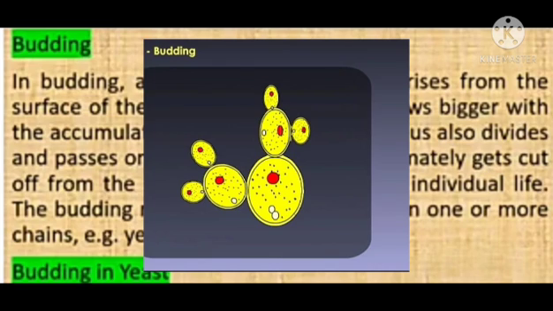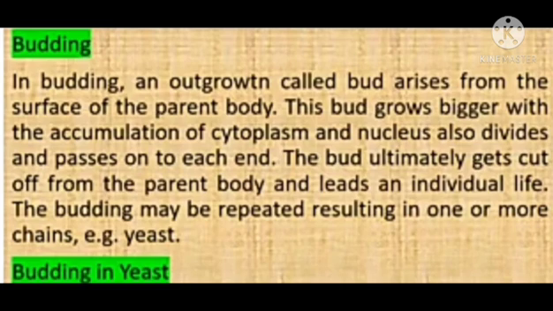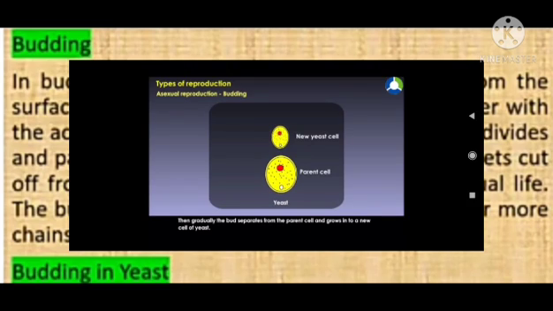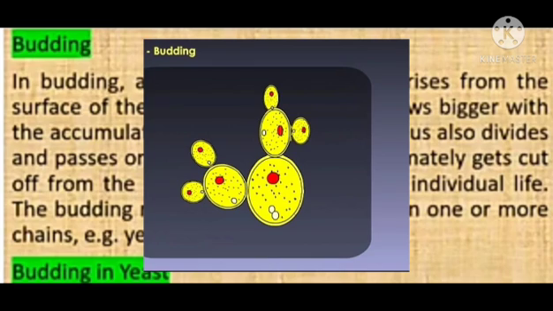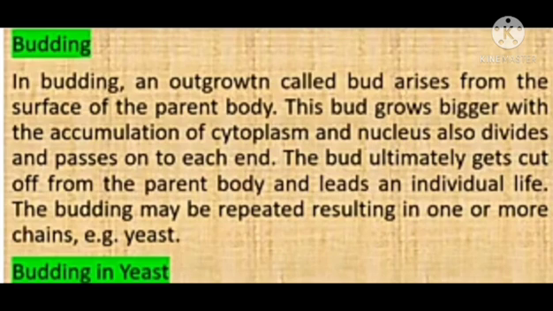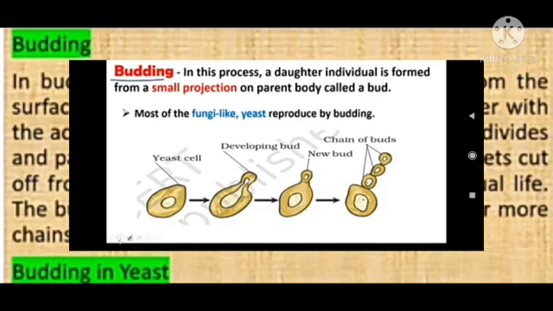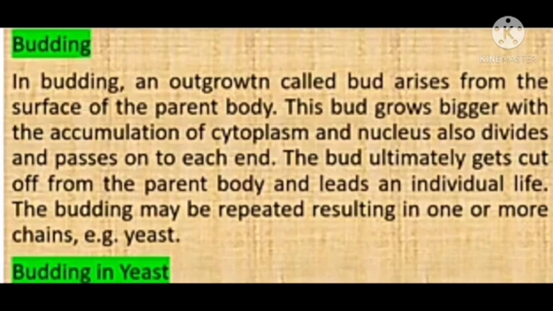And side by side, the nucleus also divides and passes on to each end. The bud ultimately gets cut off from the parent body and leads an individual life. The budding may be repeated, resulting in one or more chains. In yeast, bud formation occurs very fast. Thus, in a short time, a chain of yeast cells is produced.